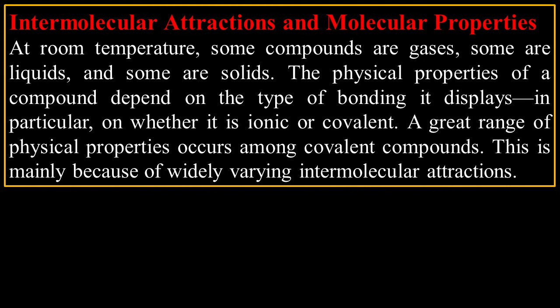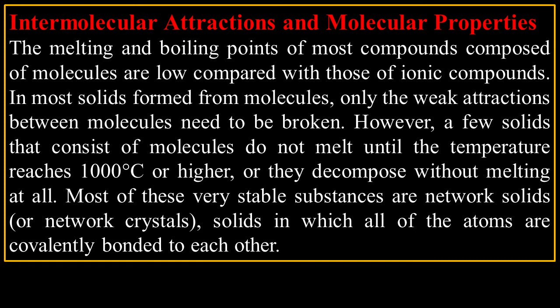The physical properties of a compound depend on the type of bonding it displays, in particular on whether it is ionic or covalent. The great range of physical properties occurs among covalent compounds. This is mainly because of widely varying intermolecular attractions. We will spend an entire chapter later on in the year on this topic.